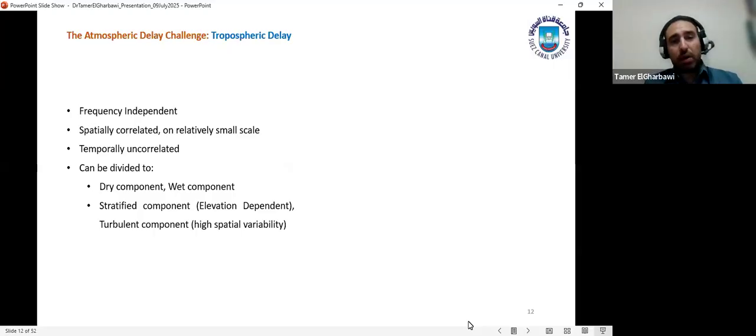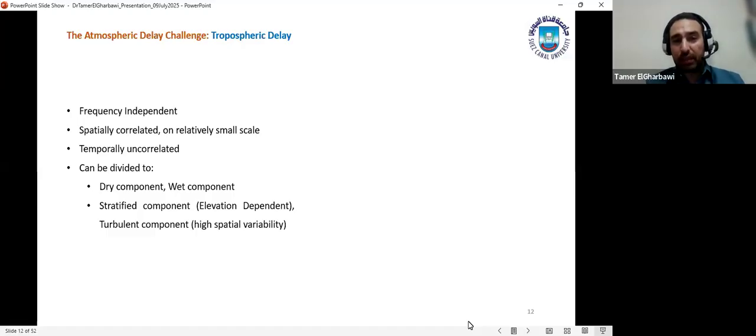Now I'm moving from the ionospheric delay to the other layer, the tropospheric delay. The ionospheric delay was frequency dependent, so we have an equation that can determine it. Unfortunately, the tropospheric delay is frequency independent. It's very turbulent. It can have high variability according to the weather, the climate, and the topography. And this makes it very difficult for us to correct.